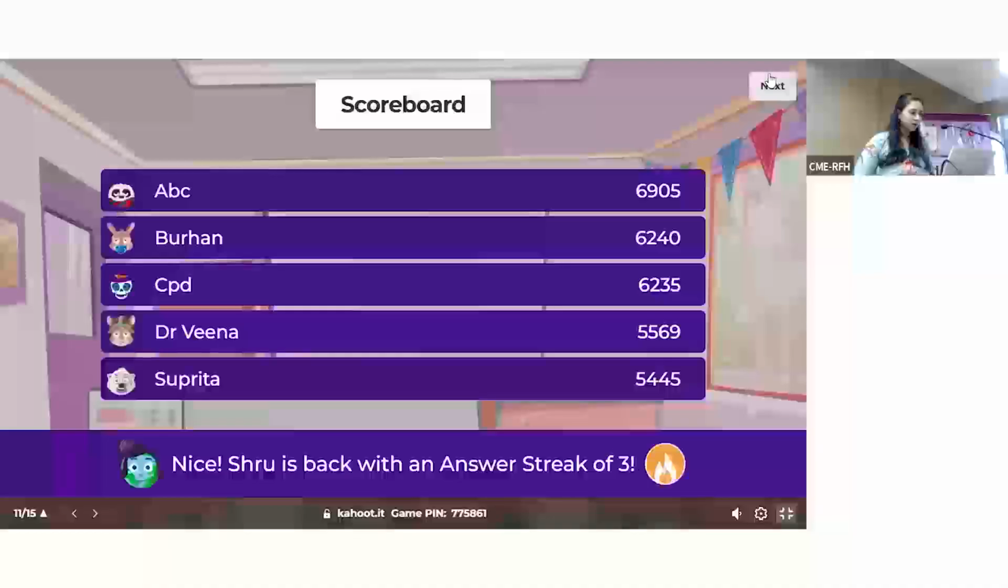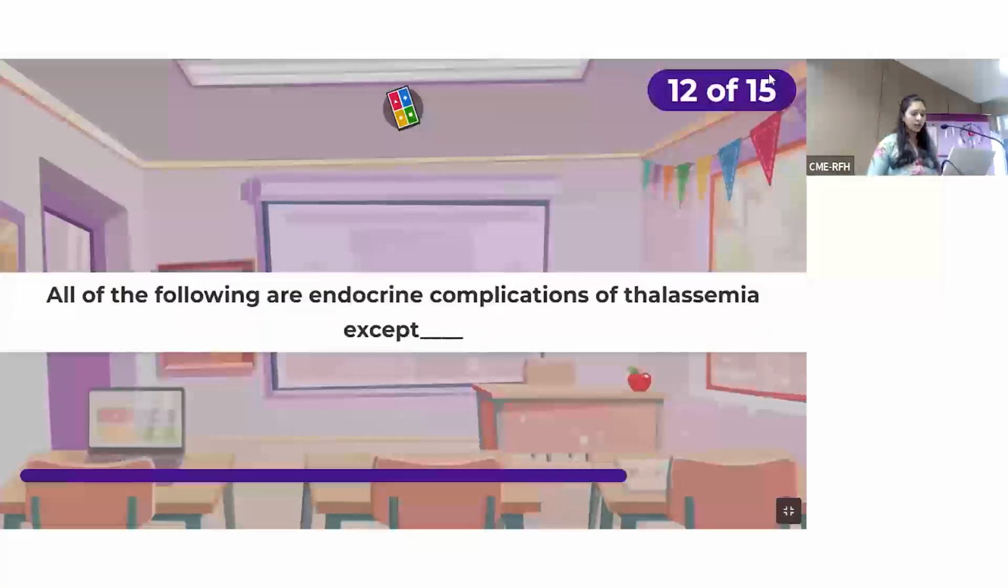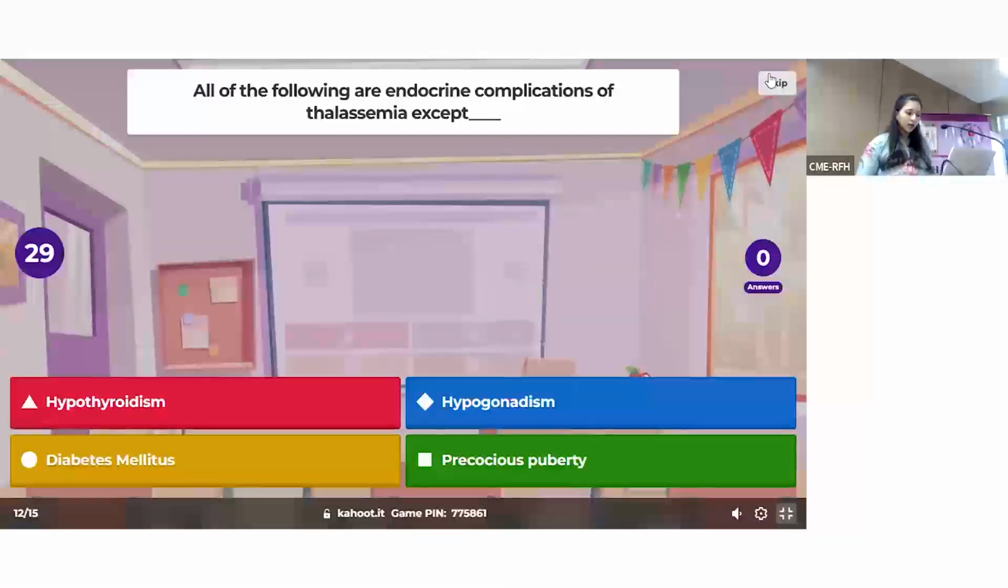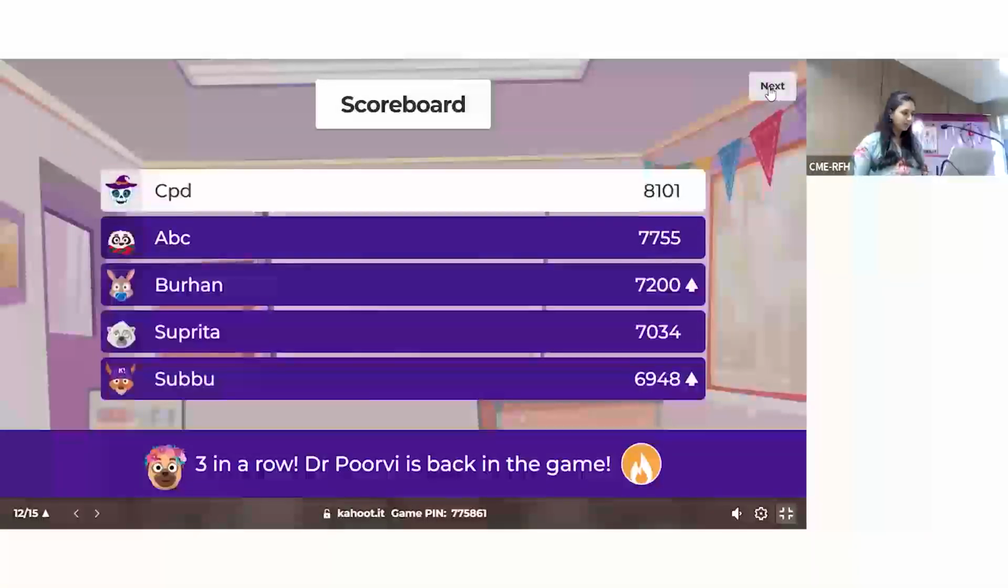Going on to the next question. All of the following are endocrine complications of thalassemia except hypothyroidism, hypogonadism, diabetes mellitus, or precocious puberty. We've just had this lecture too, an extensive one by Dr. Abhishek. Brilliant. So yes, delayed puberty is what happens and not precocious puberty. Okay, Dr. CPD is now leading. Very good.